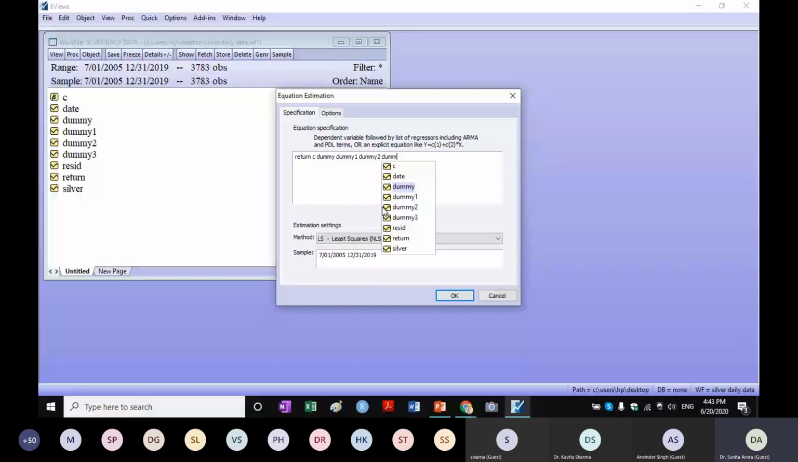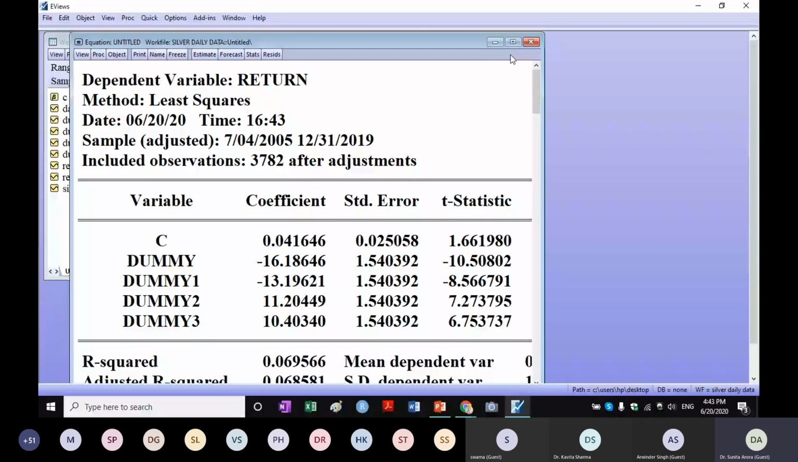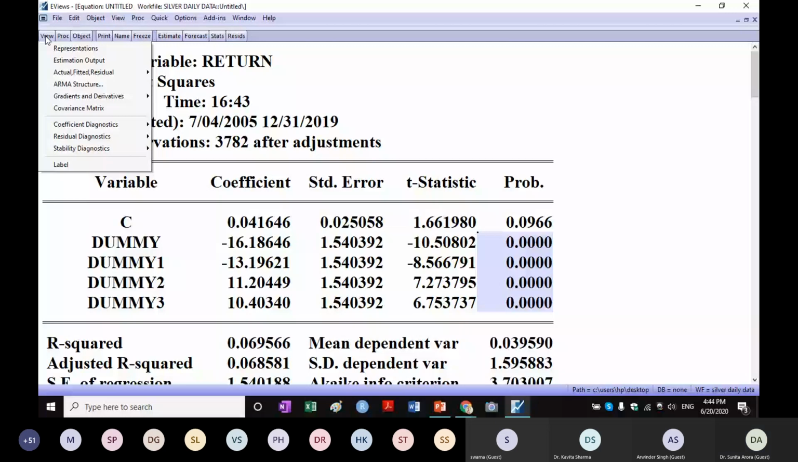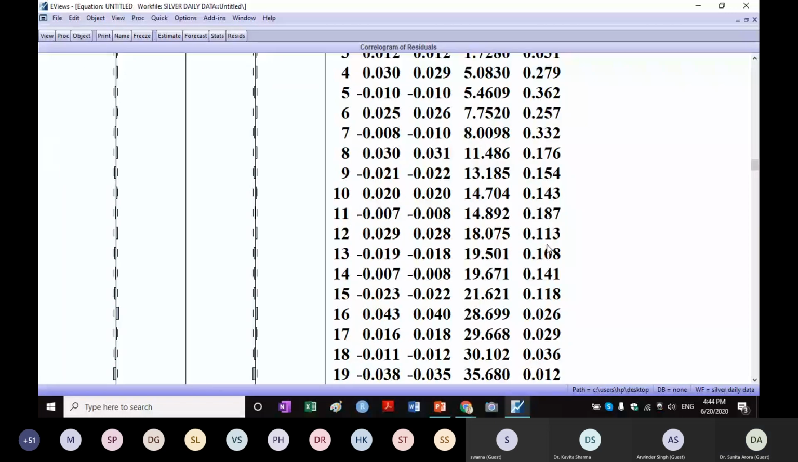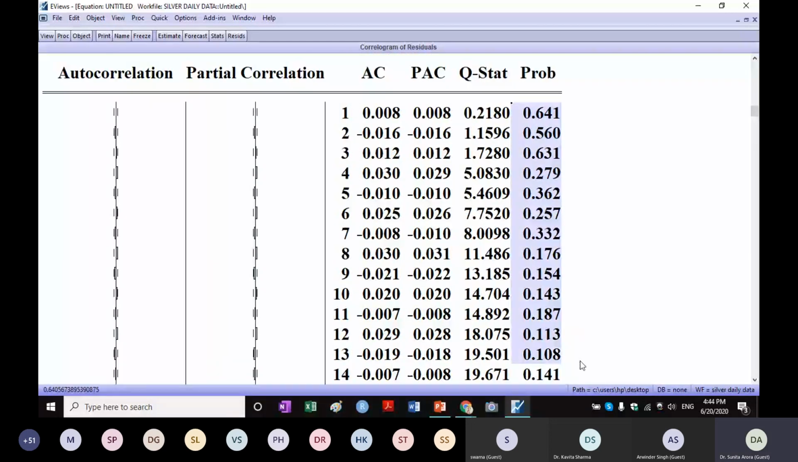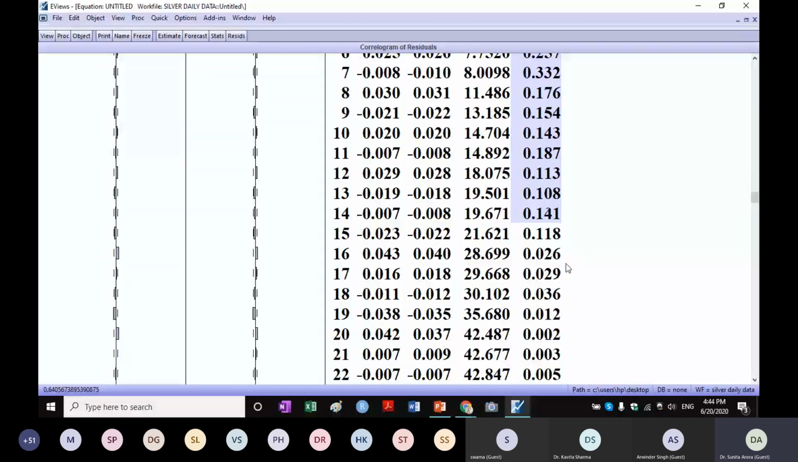All the dummies are significant. View residual diagnostic, correlogram. The problem has been solved up to very far, the 15th lag. That's why you may be introducing some more dummies. Clear? See the way we are introducing the dummy, many problems are solved. Up to the 15th lag, we have solved the problem. Clear? Yes, ma'am.